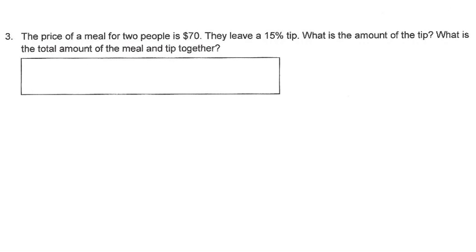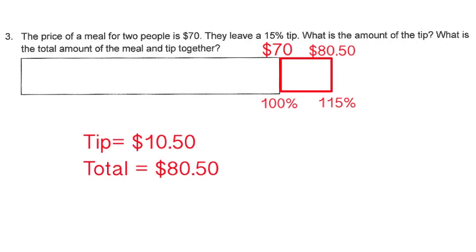At this time, pause the video while you complete question number 3 on your own. When you're ready to check your answer, press play. The answer to number 3, your tip will be $10.50, so your total would be $80.50.